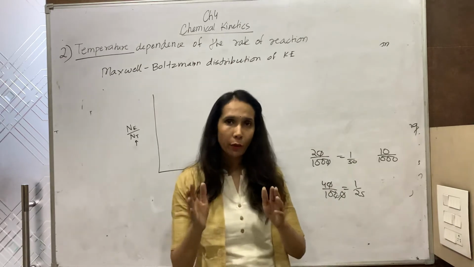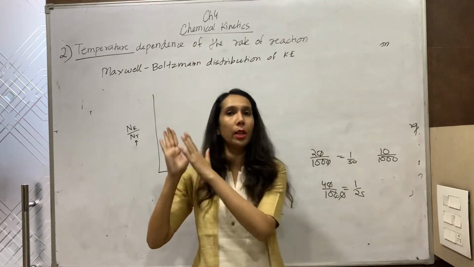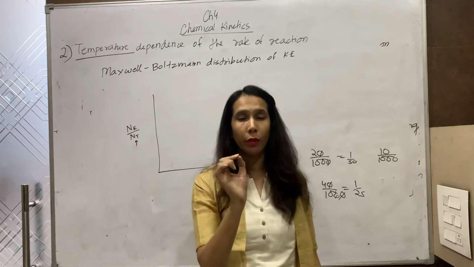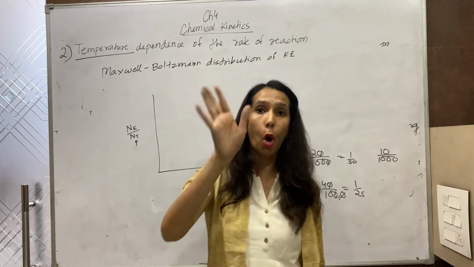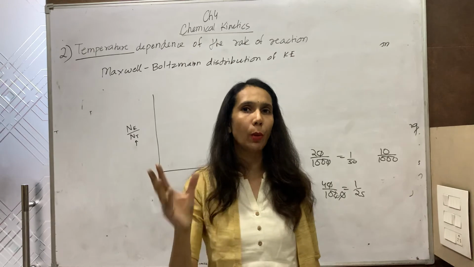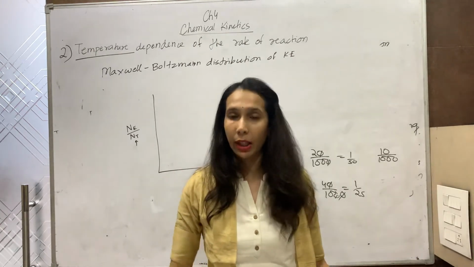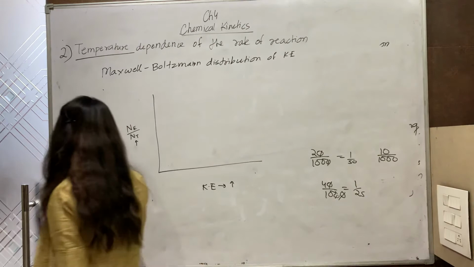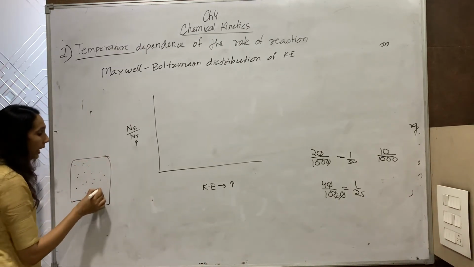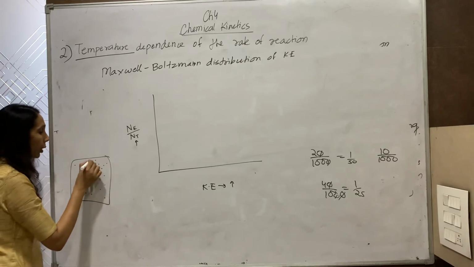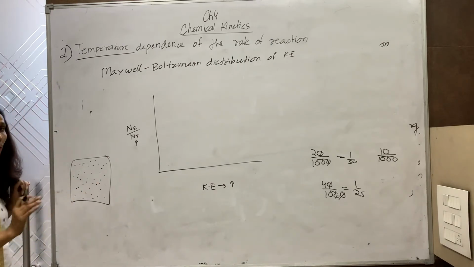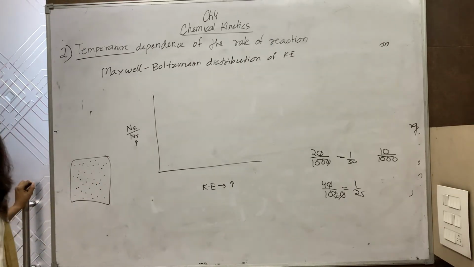And we know that the fraction of students who are failing is very less, and the fraction of students who are getting very high marks is very less. Most of the students, the maximum fraction, will get intermediate marks, neither very low nor very high. We expect most students will get between 70 to 80% marks. The same thing happens here. The number of molecules which possess very low kinetic energy is very less. The number of molecules which possess very high kinetic energy is also very less. Most of the molecules have intermediate kinetic energy.